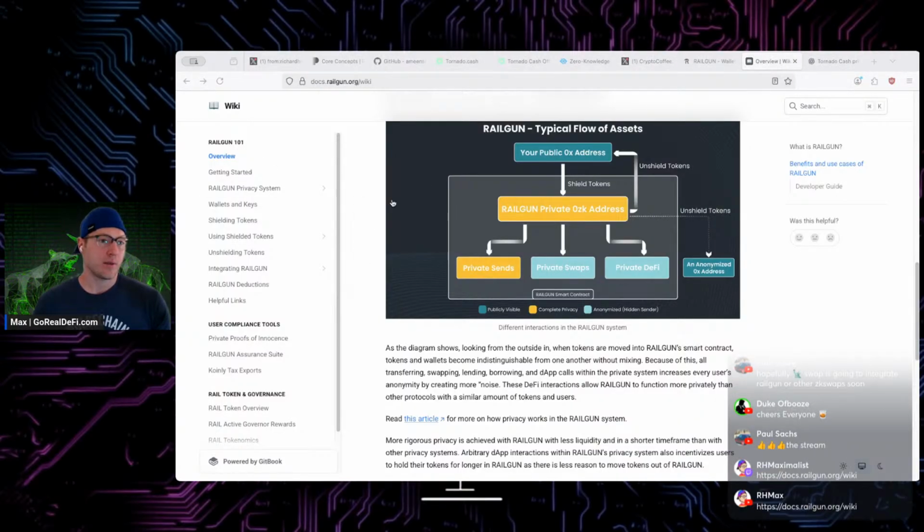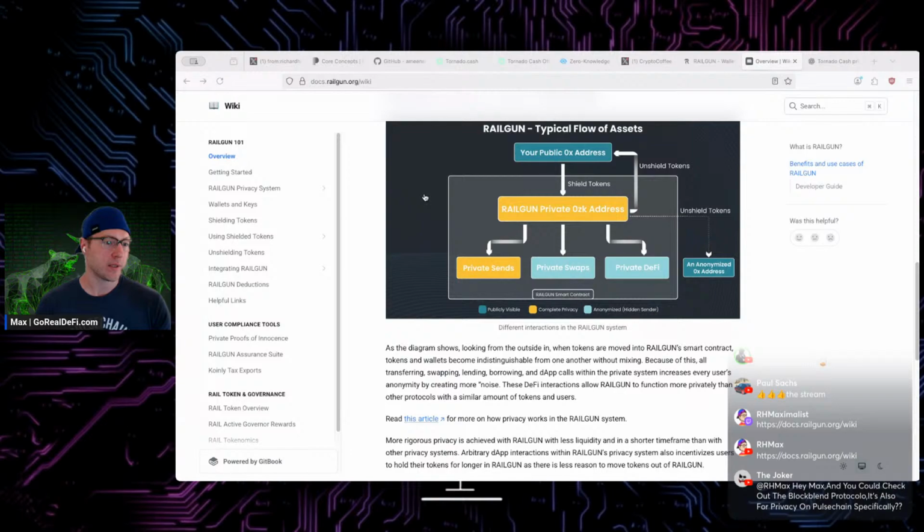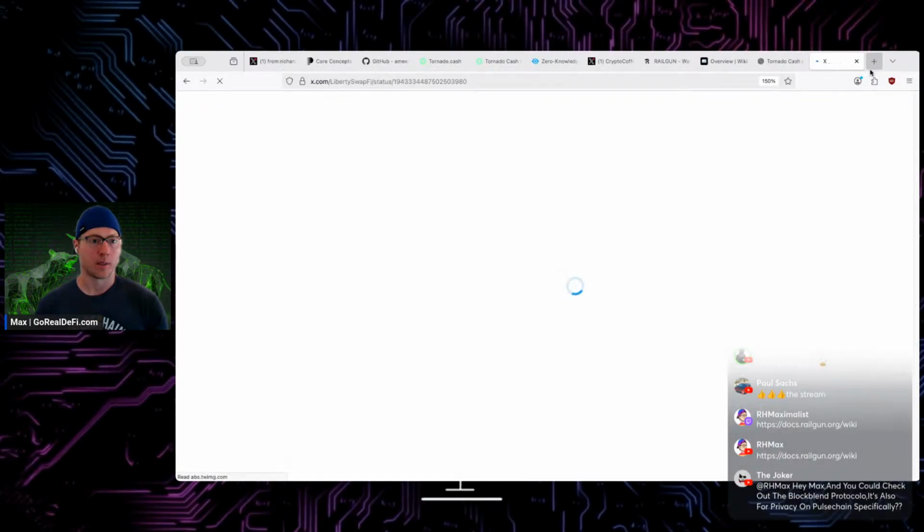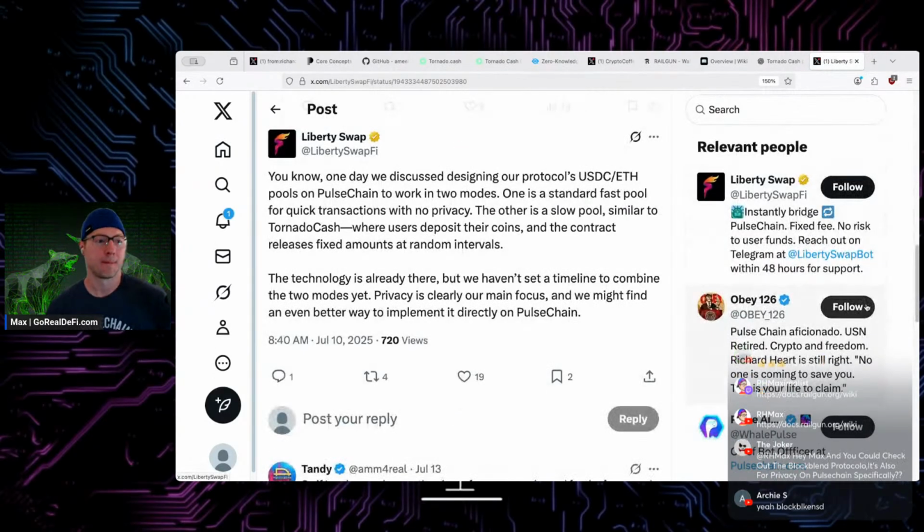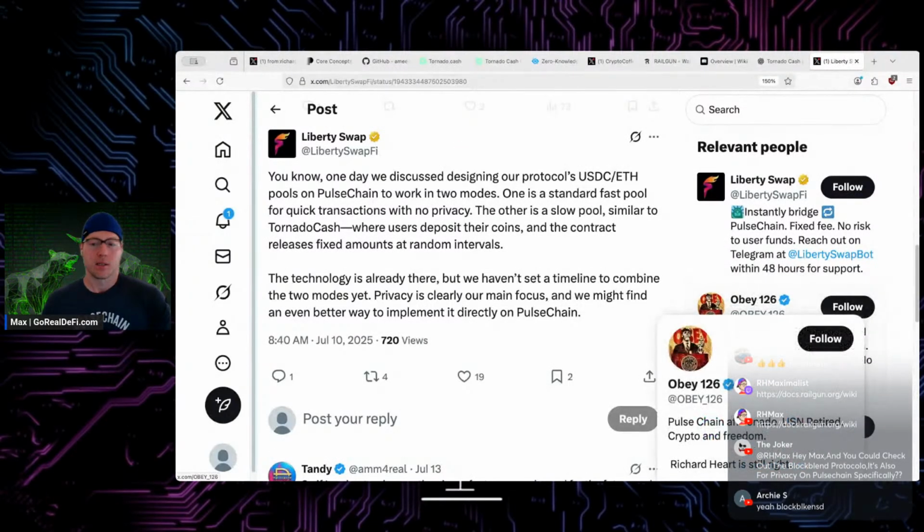And then let me see if I can find it, because Liberty Swap seems to be the hottest swap on the chain right now. I've heard a lot of good things and a lot of people using it. Let me see, because they mentioned something I thought was pretty cool. Shout out to Liberty Swap.